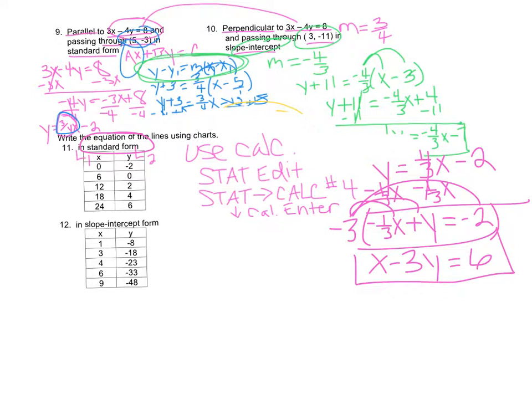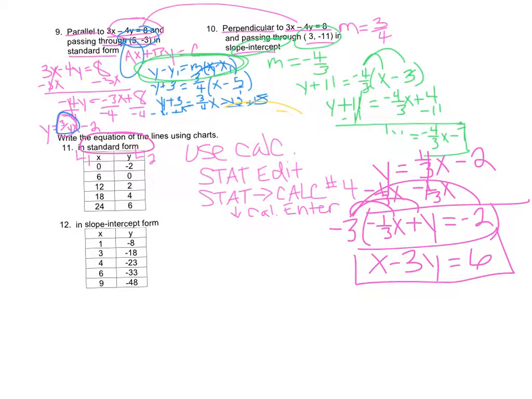Okay, so number 12, we're also given a table. If you don't have a calculator, you could also choose 2 points and find the slope of those. Once you find the slope of those 2 points, you can use the point slope form, pick one of the points and plug it in.